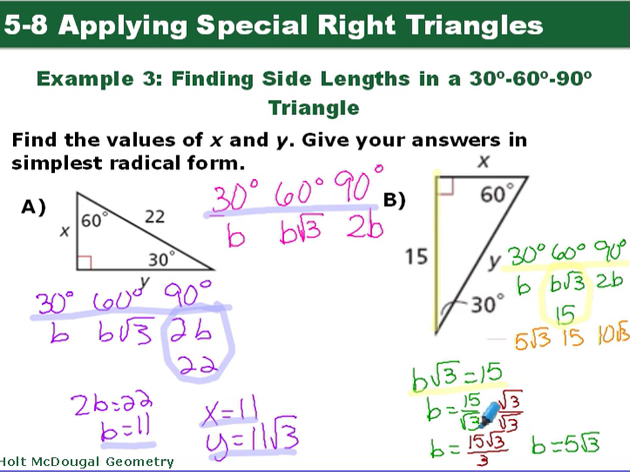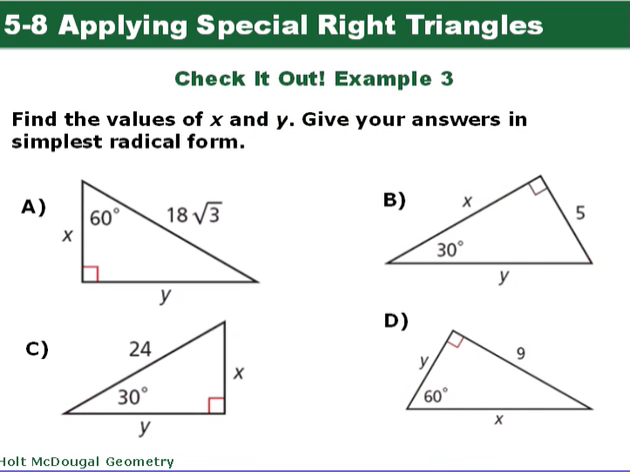We get rid of the radical in the denominator by multiplying top and bottom by square root of 3, and we get 15 square root 3 over 3. Simplify, and we get B equal to 5 square root 3. Which then means our hypotenuse, which would be our Y, will equal 10 square root 3. So this is X, and that will be our Y value. Nice. All right, so here are some problems for you to try. Remember, answers need to be in simplest radical form.